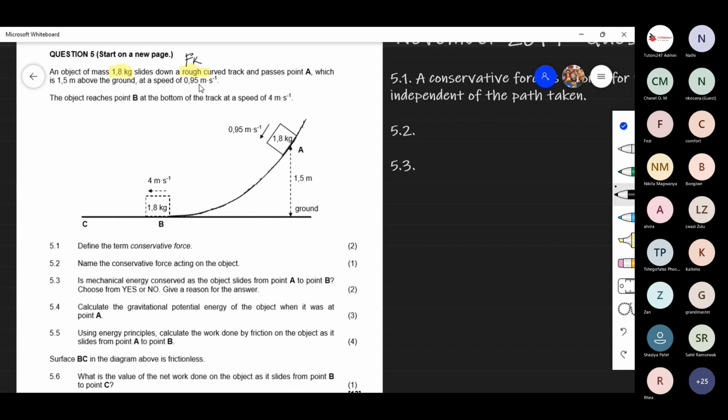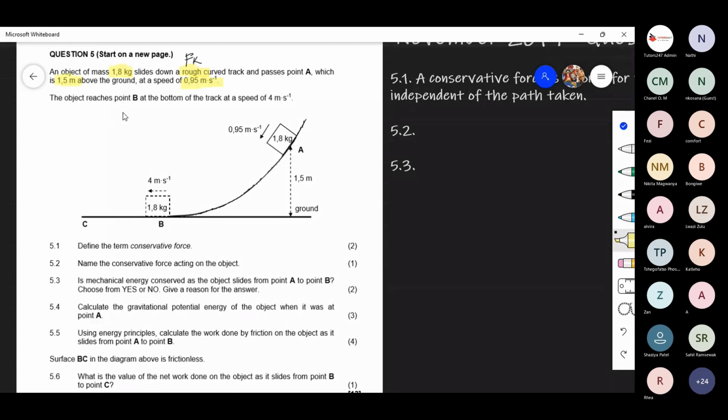So an object of mass 1.8 kgs slides down a rough curved track and passes point A. Because it's sliding down the track, we know that it's going to end at either B or C. Depending on where it ends, that would be our final point. So we would assume A to be our initial point for this particular setup, which is 1.5 meters above the ground at a speed of 0.9 meters per second. That velocity is important, that height is important.